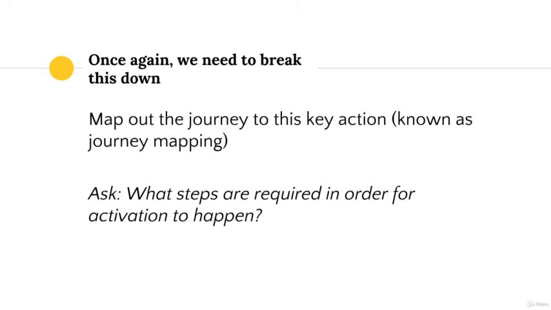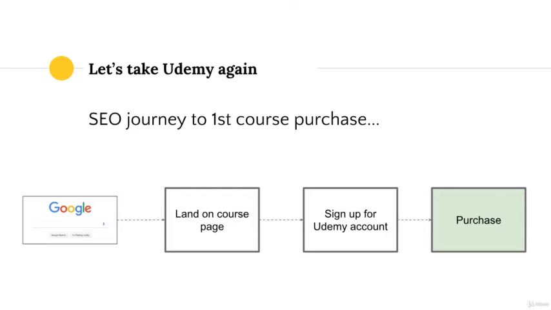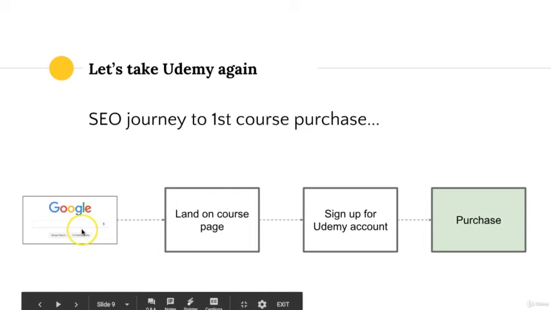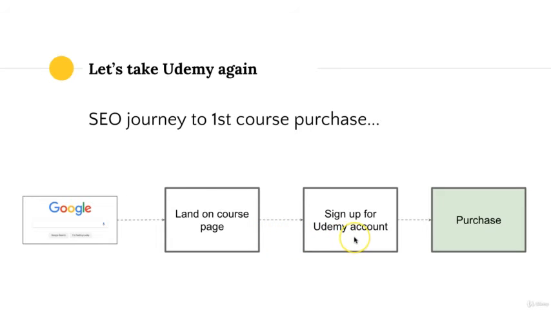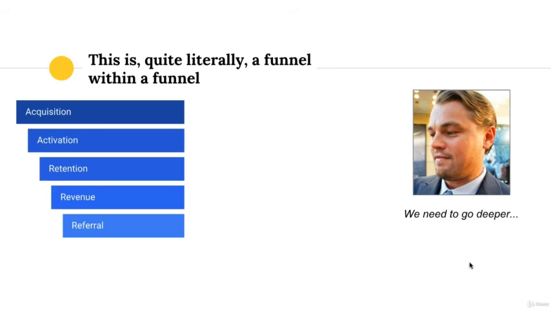And you can ask yourself, what steps are required of the user in order for activation to happen? So if we take Udemy as an example again, and we take anybody who we acquired from SEO, what's their journey to their first course purchase? Well, first, they're going to come from Google, they're going to enter a keyword, they're going to find the results, and they're going to land on a course page. And then they'll have to sign up for a Udemy account before they can make a purchase, and finally, they'll make a purchase. So this is quite literally a funnel within a funnel.